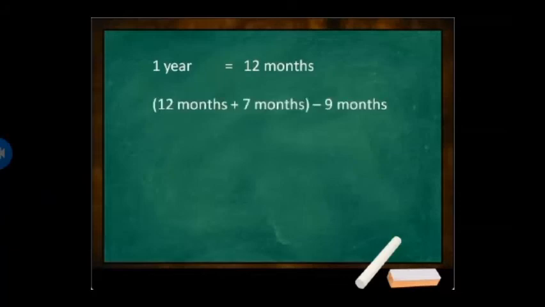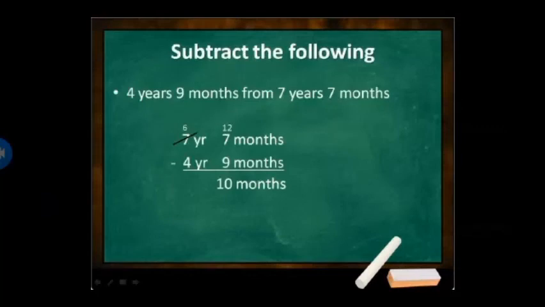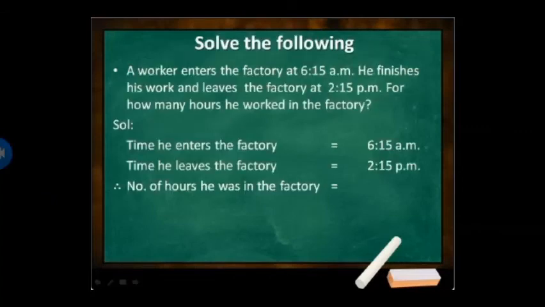So 12 months plus 7 months minus the 9 months. So 12 plus 7 you will get 19. 19 minus 9 months you will get 10 months. So 10 months you will write in the months column, and then 6 minus 4 you will get 2. So the answer is 2 years 10 months. Now we'll solve some problems.